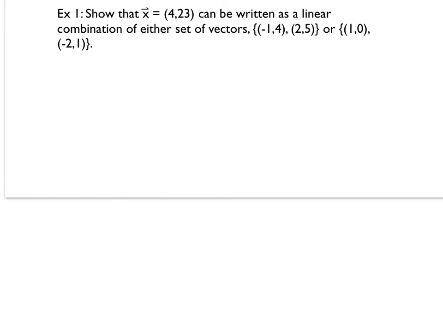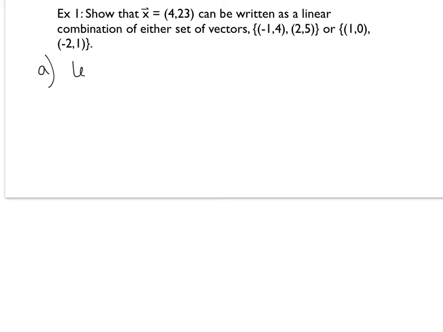Okay, now as an example, we want to show that vector x, which is (4, 23), can be written as a linear combination of either set of vectors. Your first set is (-1, 4) and (2, 5). The second set is (1, 0) and (-2, 1). So let's split them up. We're going to do part A, so that's the first set.